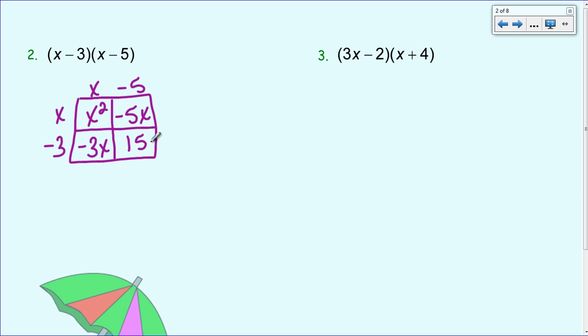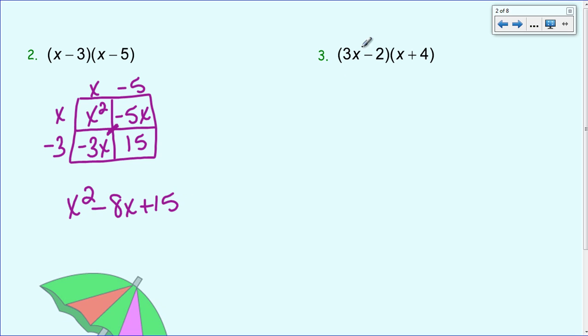And just like when I did double distribution a minute ago, these two boxes right here that are diagonal from each other should be like terms, and I should be able to combine them. So I end up with x squared, negative 3x, and negative 5x make negative 8x plus 15. So that's the box method way of solving this problem. The other way is double distribution, and I'll alternate between the two as we practice some more problems.